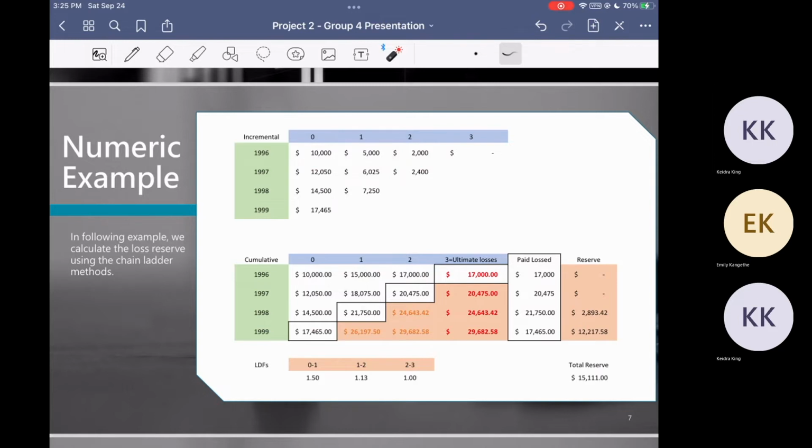And then, in order to find our next year, we're going to take the previous year and multiply it by our loss development factors. And then same thing over here and here. Take the year before and multiply it by its loss development factors. So we'll end up with our ultimate losses as follows. And then our paid losses are the losses over here in these boxes.